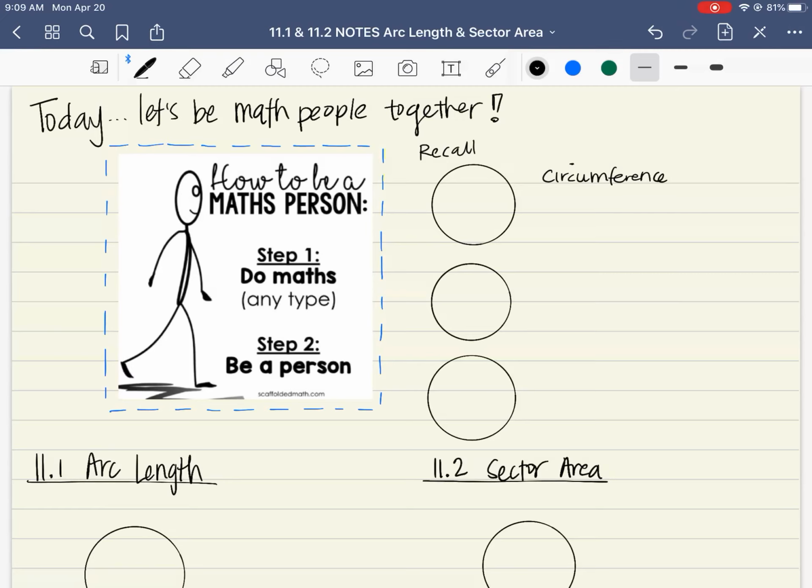Remember that circumference relates to the distance around a circle. So when we talk about finding the circumference, that's like finding the perimeter of a polygon, right? This is the distance around the circle. So if I were to take a string and measure this circle all the way around, that would be its circumference. So we're talking a distance and a length around.